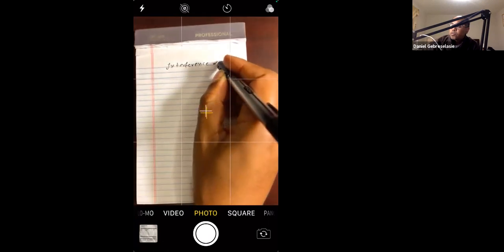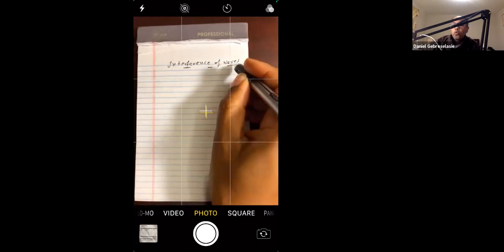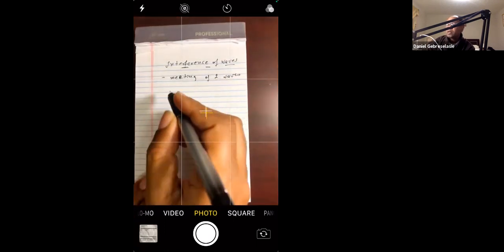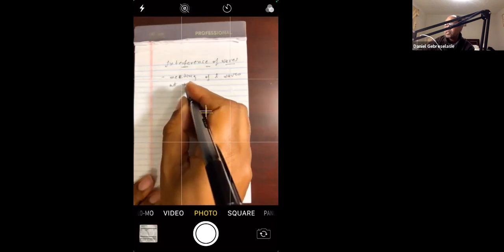All right, so this chapter is going to be on interference of waves. What we call interference is when two waves meet at the same point at the same time, okay? So the effect will be the effect of both waves. This is the meeting of two waves or more, but we're going to use two waves at the same point at the same time.